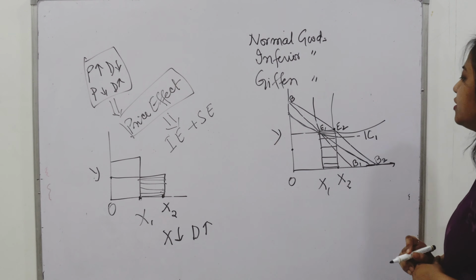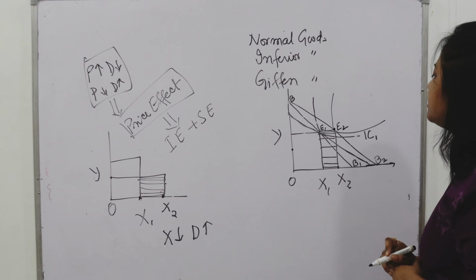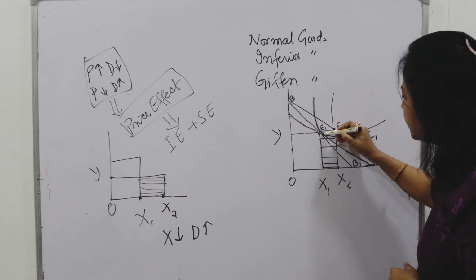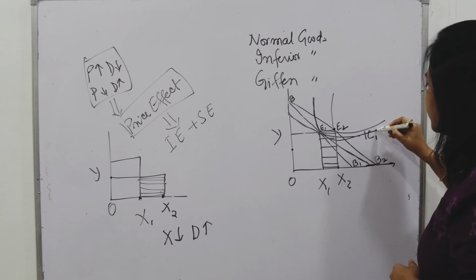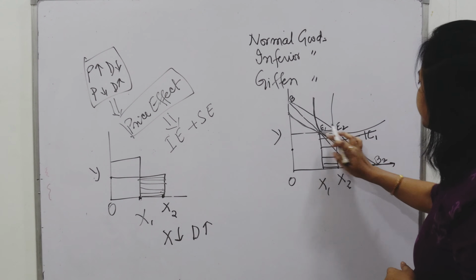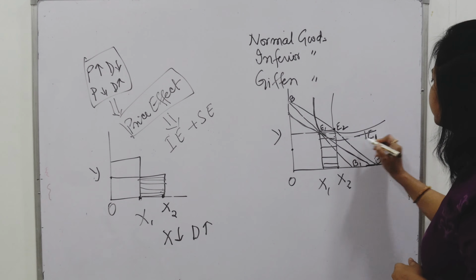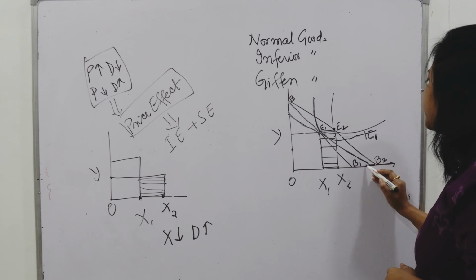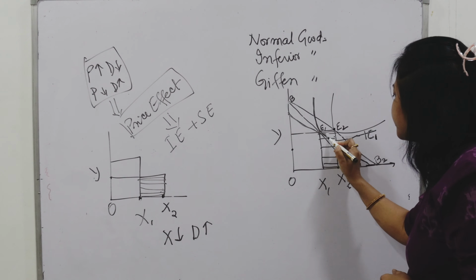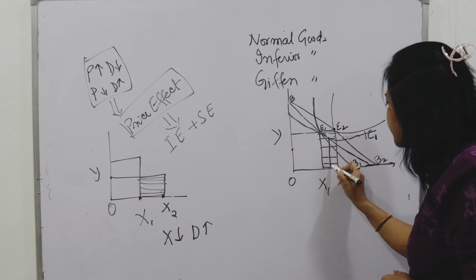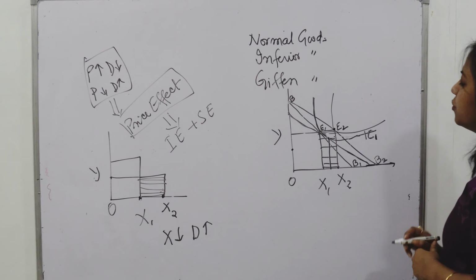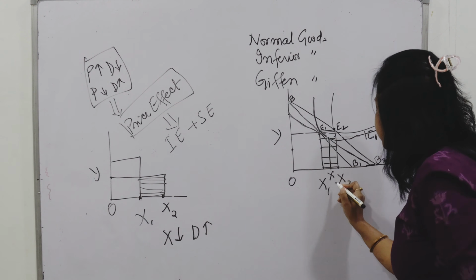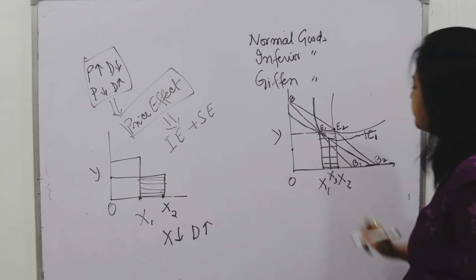Now when I draw the dark line, I will draw it in such a manner that it touches my previous indifference curve at some point. This was my IC1, the previous indifference curve. So the dark color line has touched it at this point. I extend it below, and now I get another quantity. I am naming it X3.